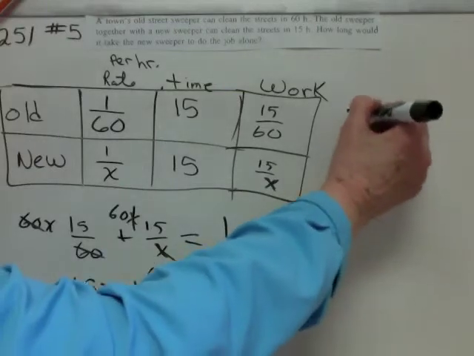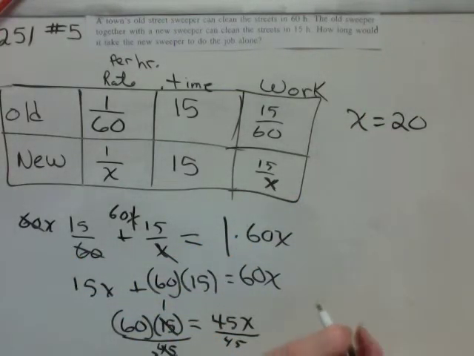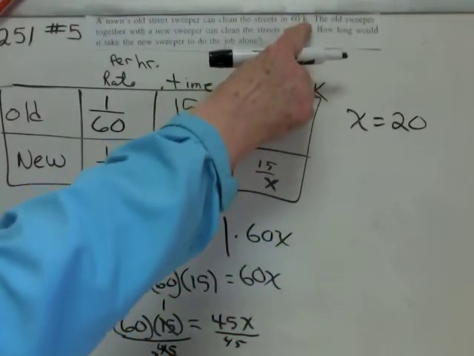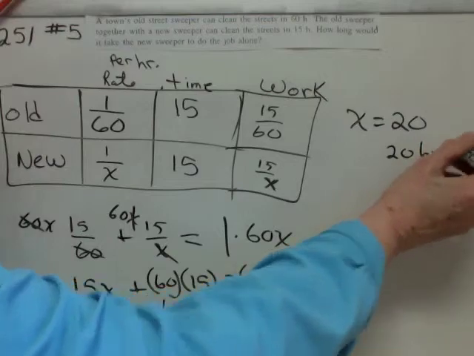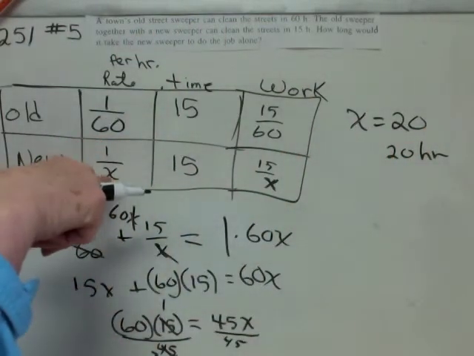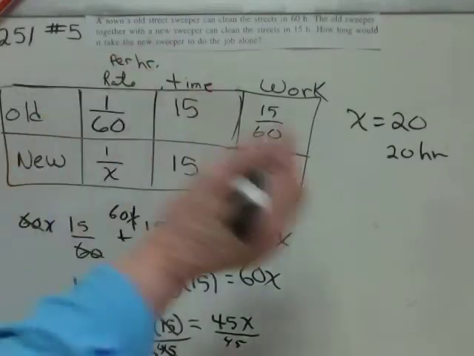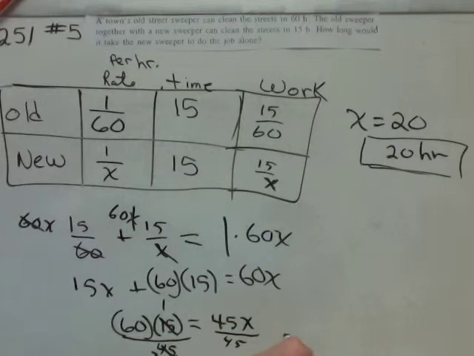So X equals 20. 20 what? What were we talking about? Hours. So X equals 20 hours. 20 hours for the new sweeper. And the rate for the new sweeper is 1/20. So that was easy. Hopefully you can try some more of these and see if you can get a little bit better at them. Good luck.